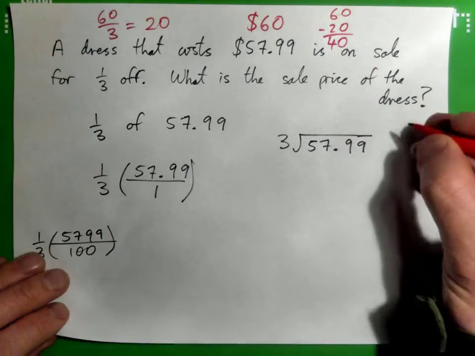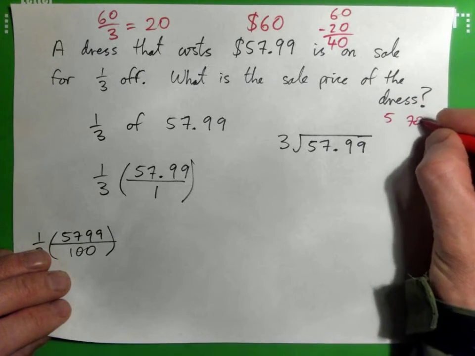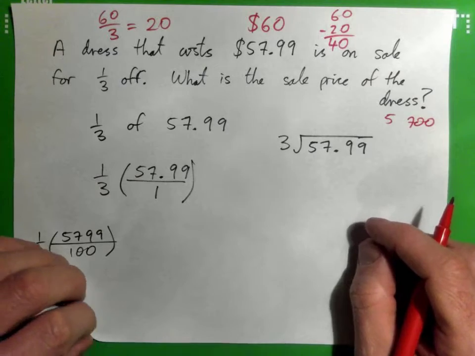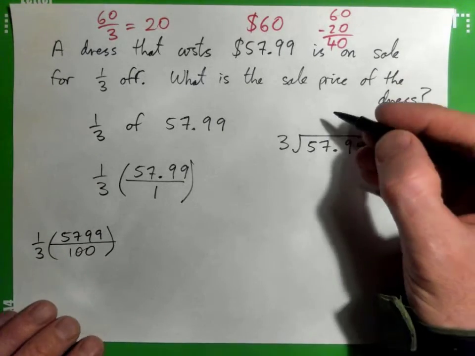Like if our answer turns out to be like $5, we're wrong. Or if it turns out to be $700, we're wrong. Right. Okay. So it has to be around 40. So in any case, 3 into 57.99. What do we get?